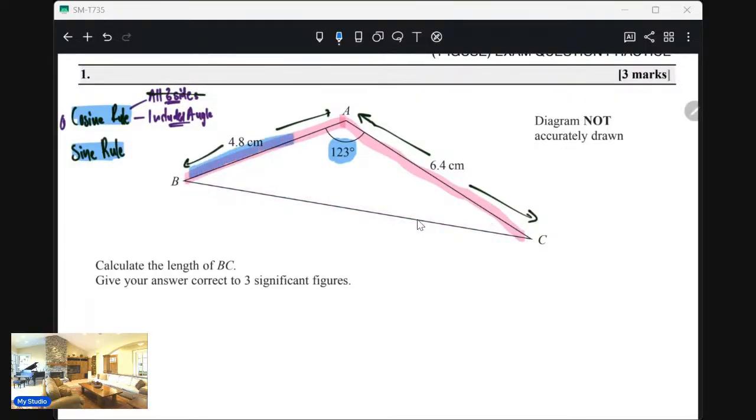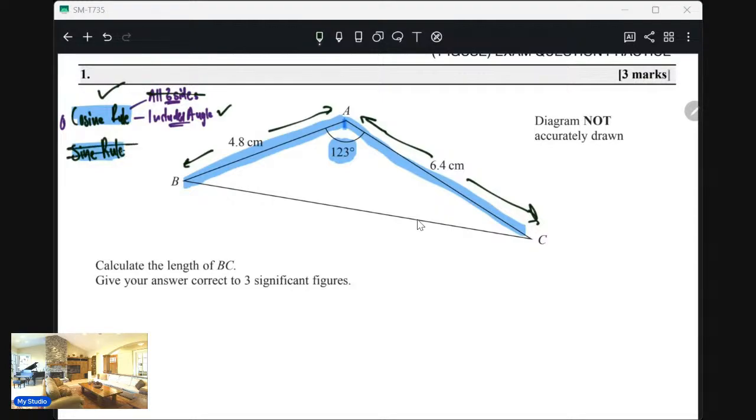All right. To be included means it will be in between two sides that we know, right? So do we know this side on the left of your angle? That makes your angle. What is the length of this side? 4.8, right? Do we know the other one that comes to this angle? What is the length of this one? 6.4. So we know the two sides that come to 123. That means it is an included angle, and that means we are using the cosine rule for this question.